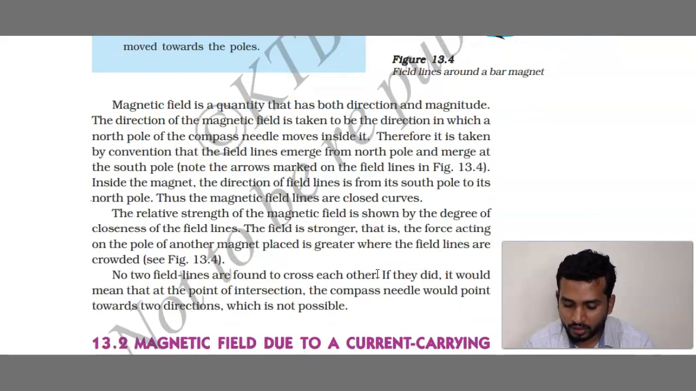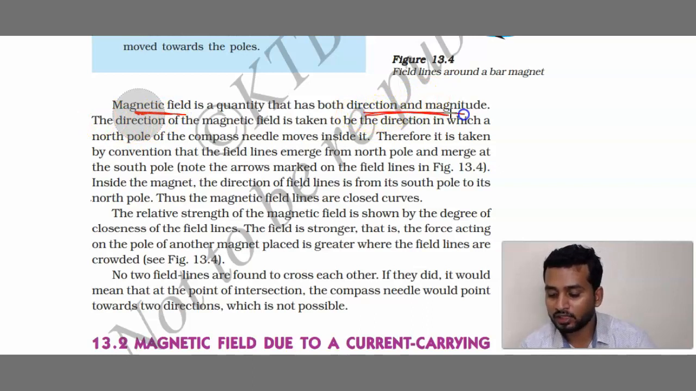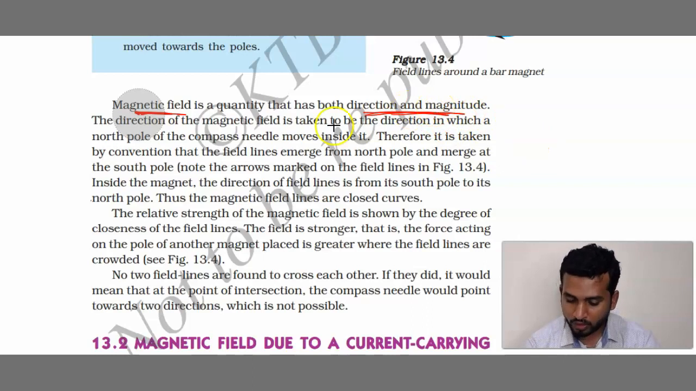Next, here we can see very important points. Magnetic field is a quantity that has both direction and magnitude. Remember this very important point. The direction of the magnetic field is taken to be the direction in which the north pole of the compass needle moves inside it. You can read this paragraph, children.